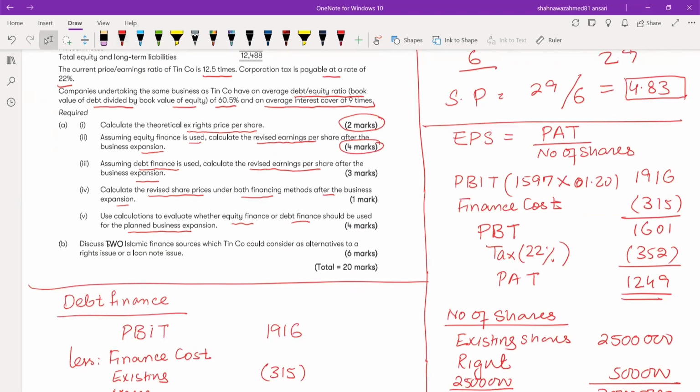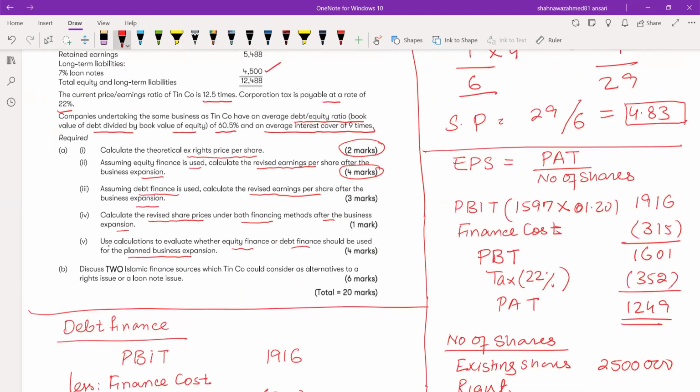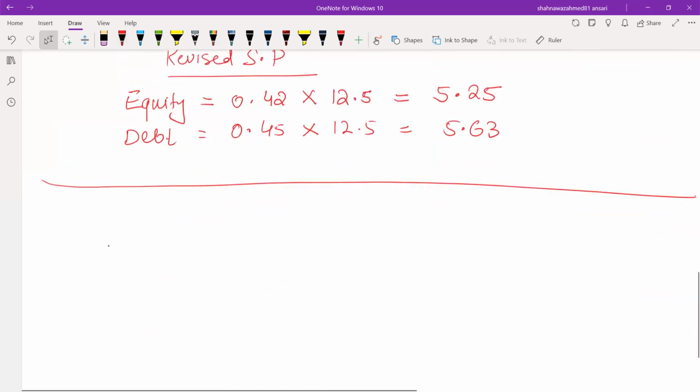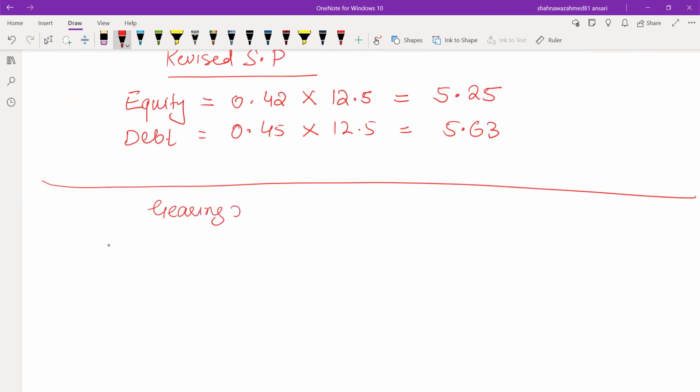Now use calculations to evaluate whether equity financing or debt financing should be used for the planned business expansion. We have been given the industry average of debt to equity ratio as well as the interest coverage ratio. So we'll calculate the same for this company in both options. So let's calculate gearing ratio. So first of all, identify current gearing ratio, then in the case of debt financing and in the case of equity financing. The formula that we need to use is debt divided by equity using the book values.